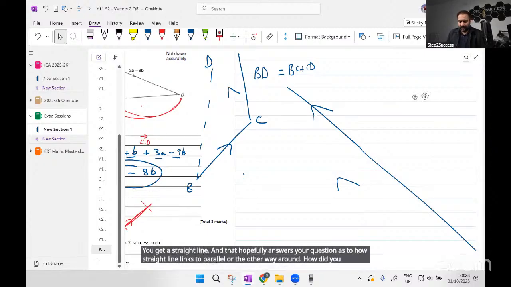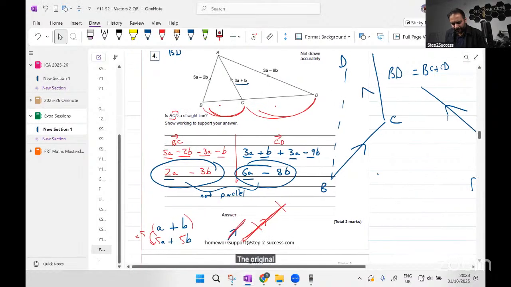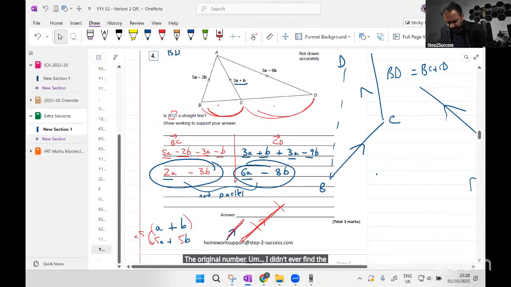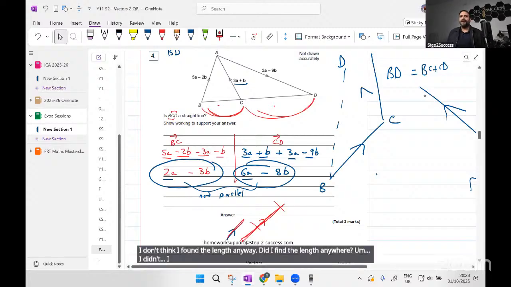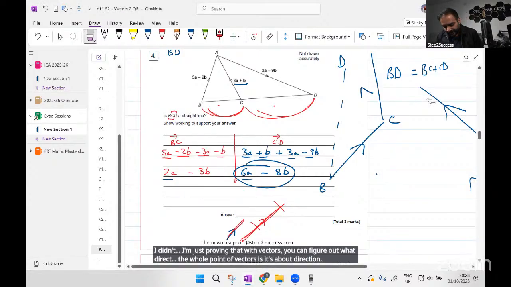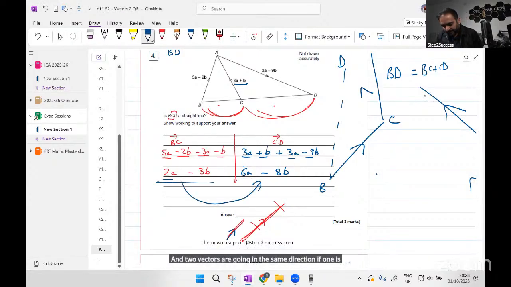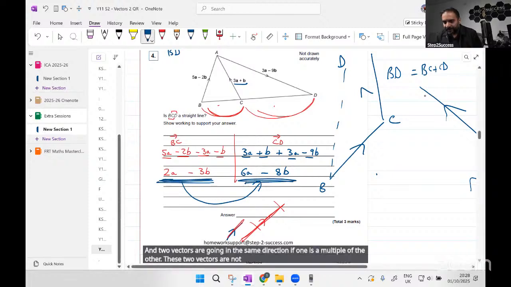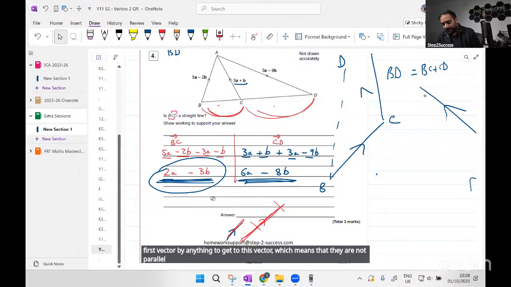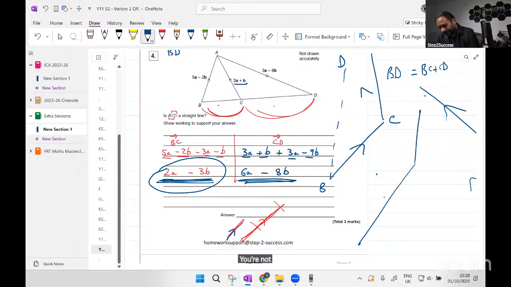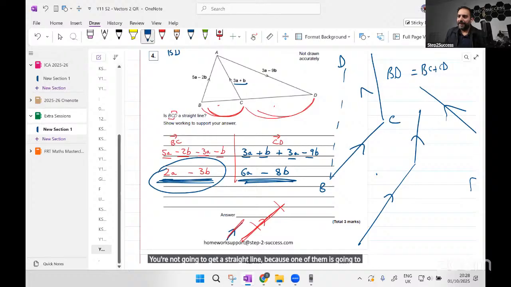How did you find the length if you didn't know the original number? I didn't ever find the length. I'm just proving that with vectors, the whole point of vectors is it's about direction. And two vectors are going in the same direction if one is a multiple of the other. These two vectors are not multiples of each other. You cannot times this first vector by anything to get to this vector, which means that they are not parallel, so that when you join them up, you're not going to get a straight line, because they're going to be bent in the middle, aren't they?